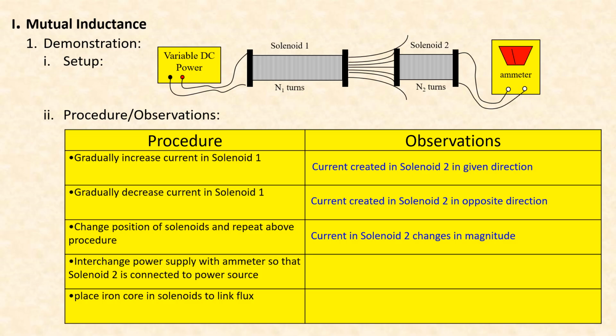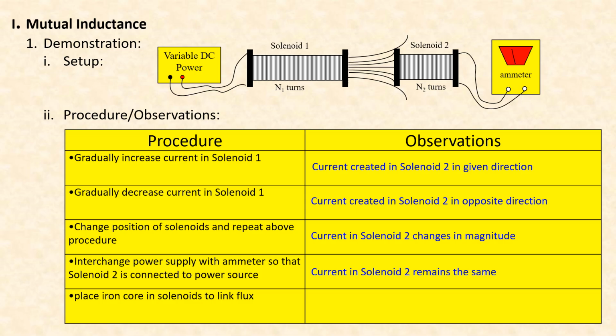We also took a look at what would happen if we interchange the two coils, the two solenoids, so that what started out as our powered coil became the non-powered coil, and what started out as our non-powered coil became the powered coil. What we noticed is that it had absolutely no effect on the current that was generated in the non-powered solenoid.